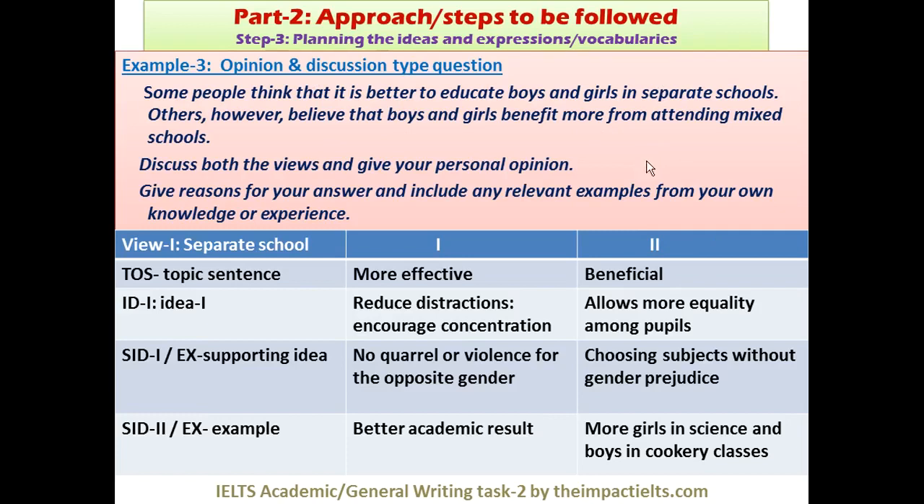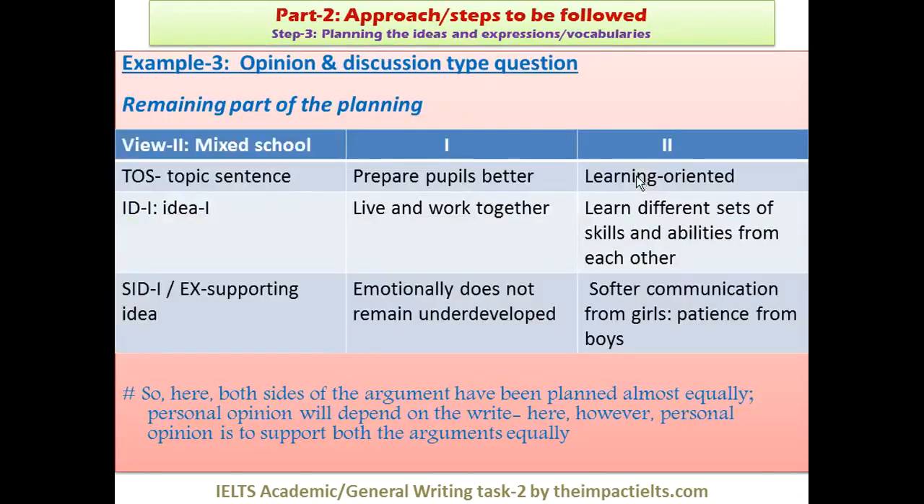So let's see this. What is the topic sentence saying? Prepare pupils better. So this is again a general sentence. I have told you this is not your idea. The idea is they live and work together. Now the question comes, so what if they live and work together? What does that mean?